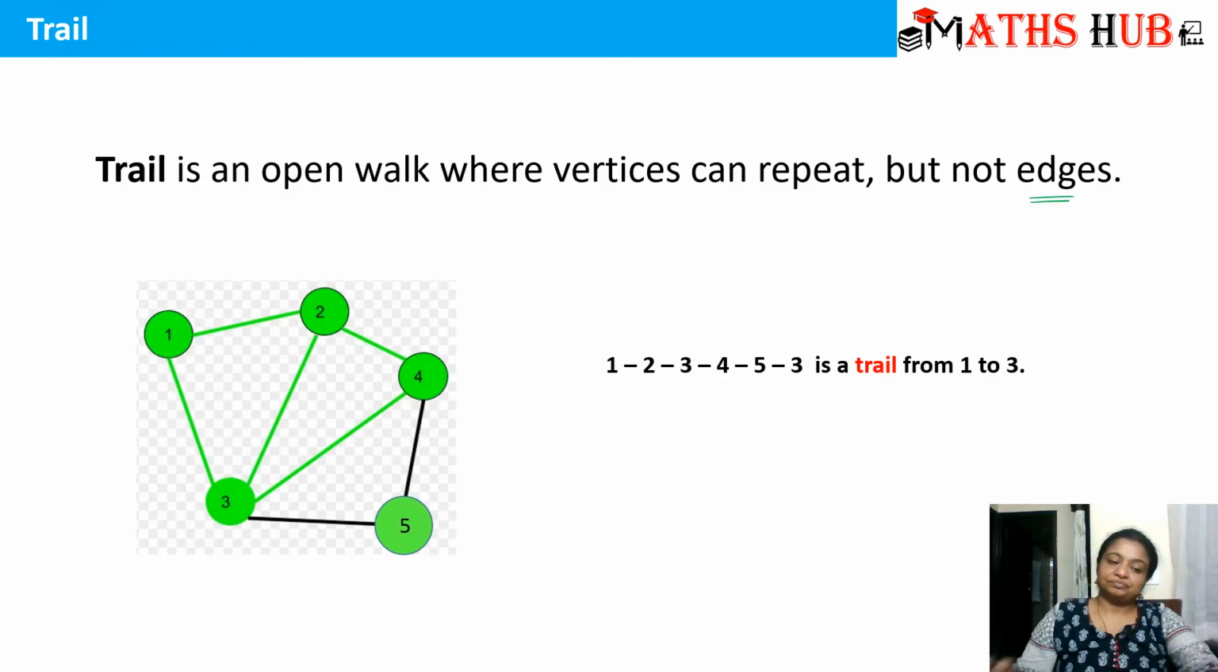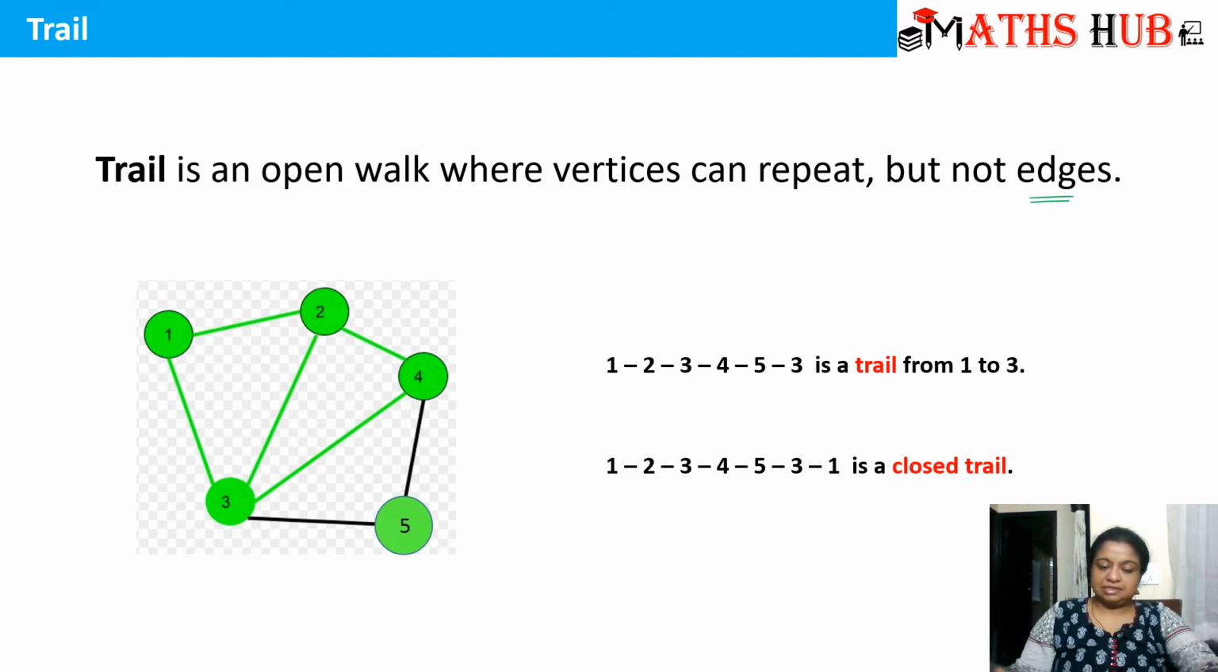So, here if I want to know a trail between 1 to 3, I can say a trail is 1 to 2, 2 to 3, 3 to 4, 4 to 5, and then from 5 to 3. So here you can see that I have repeated the vertex 3 two times, but none of the edges are repeated. So this type of walk can be referred to as a trail, right?